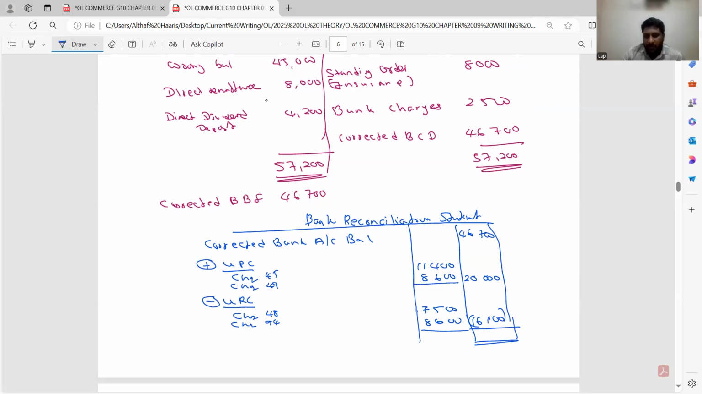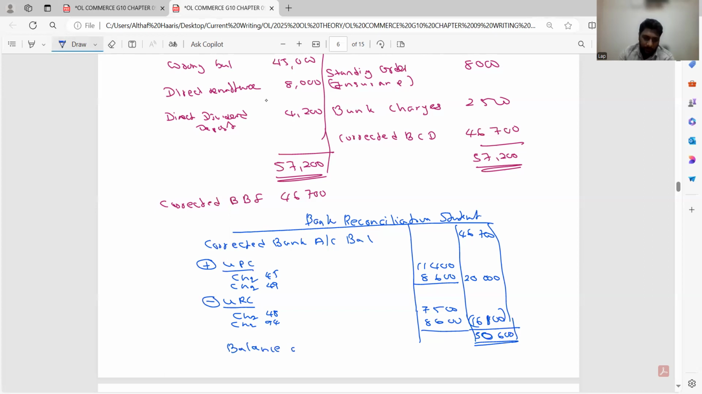Then what is the balance? 16,100 means 3,900. 3,900, 49,900, 50,600. Am I correct? 50,600, people. Confirm my number. I'm doing mind calculations, people. I might make mistakes. Check it and let me know.